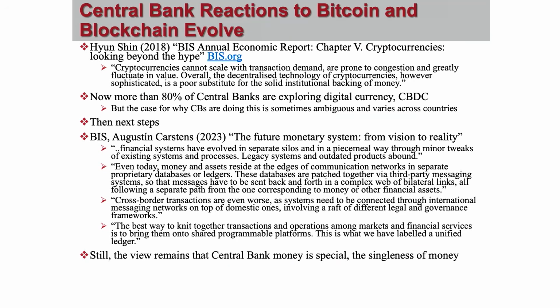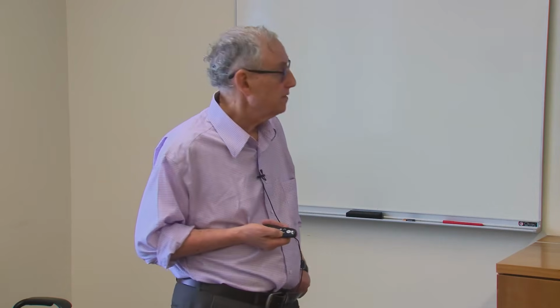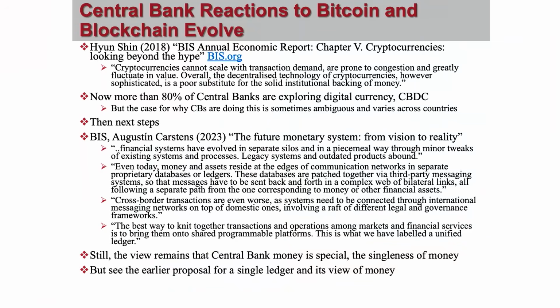But still, in the paper, the view remains that central bank money is somehow special. They refer to it as the singleness of money. Well, they mean the singleness of central bank fiat money. And we'll revisit this idea through the lens of monetary theory. But let me just say, if there is such a thing as the singleness of money, then what do we do with all the different monies existing, issued by central banks, each country one at a time? It's inherently a multiple money world.